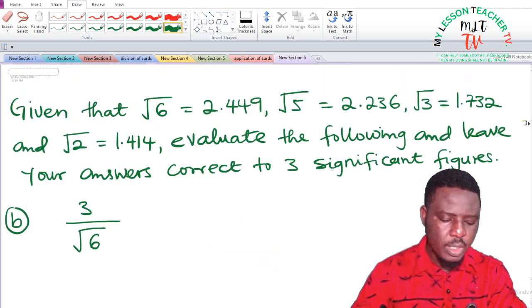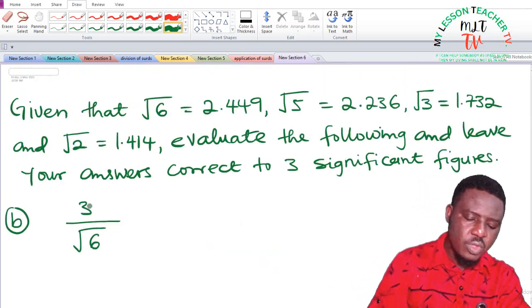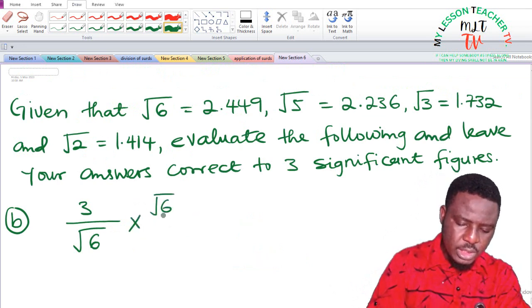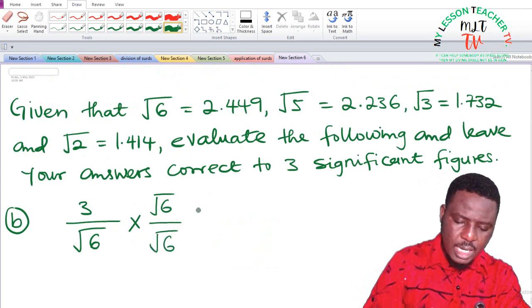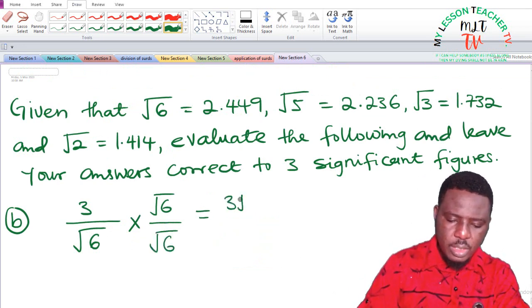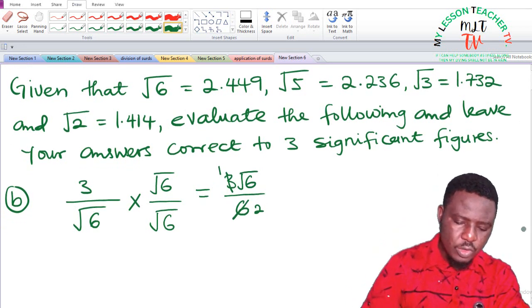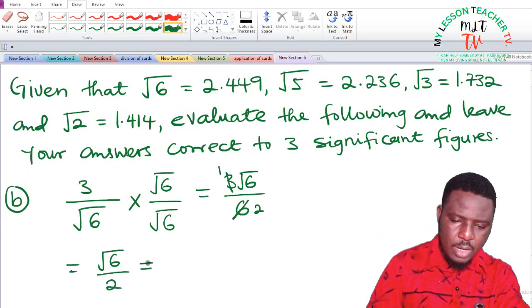Question 2. We have 3 divided by root 6. You also rationalize. Multiply by root 6 over root 6. And this is equal to 3 root 6 divided by 6. 3 is a factor of itself and 6. So 3 into itself is 1, and 3 into 6 is 2, leaving us with root 6 divided by 2. And root 6 is said to be 2.449, divided by 2.